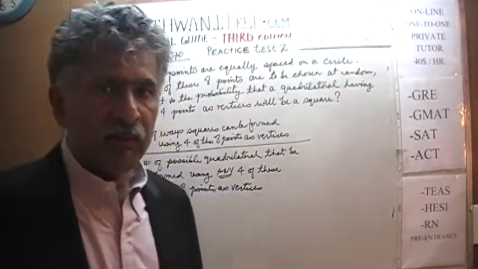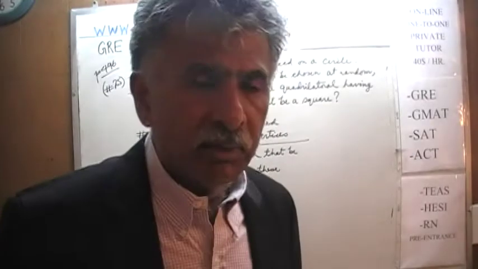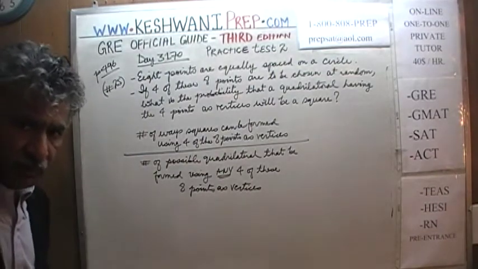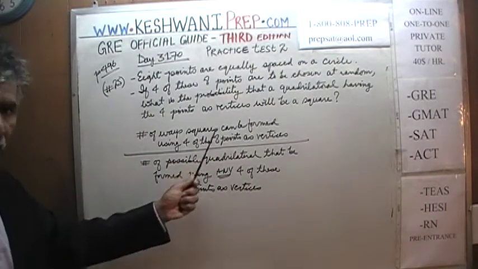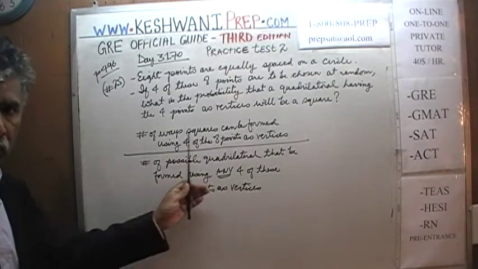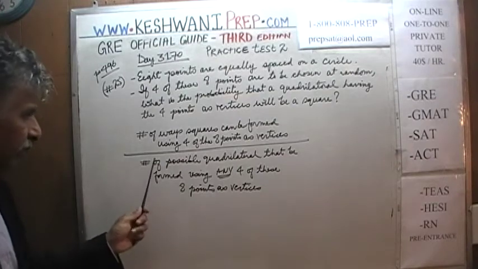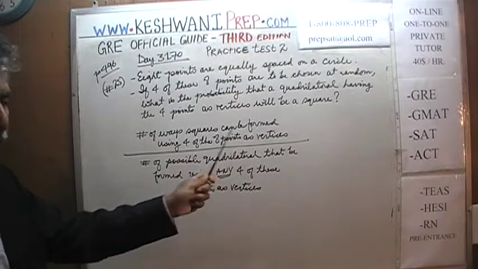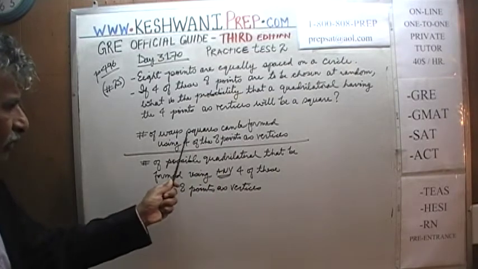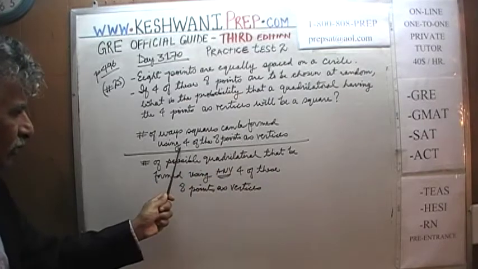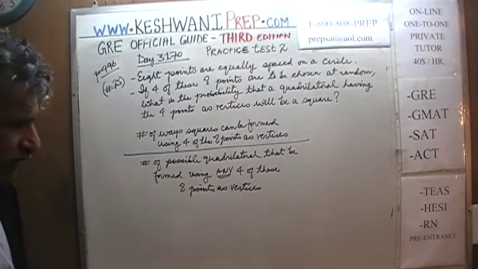It's a probability problem, obviously, but it's not just a probability problem. You will see in a second there is a lot more involved in it than a simple probability problem. The way we're going to figure it out, which is the way we always do, is the number of favorable outcomes on the top, and on the bottom we have the total number of outcomes. The favorable outcome would be the number of ways a square can be formed using four of the 8 points as the vertices.